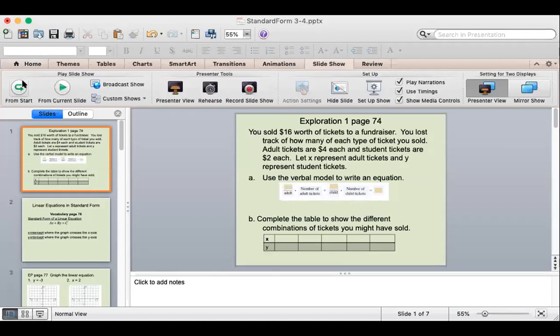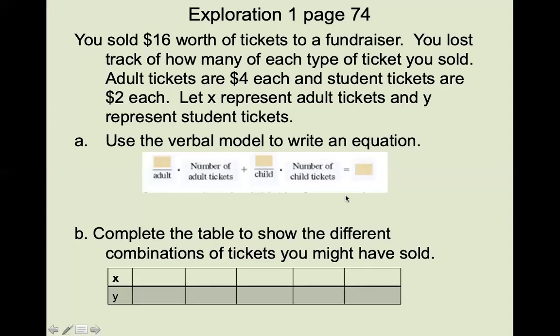And we start with an exploration that's actually on page 74 in your journal. So go ahead and grab your journal and try this problem. It's exploration 1 on page 74. So go ahead and pause the video and give it a try. All right, welcome back. Let's check to see how you did.